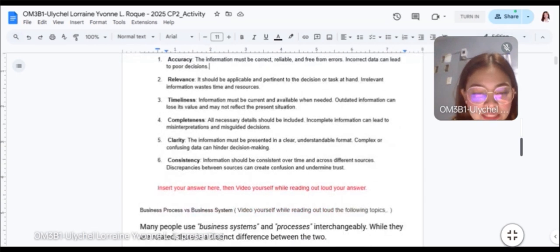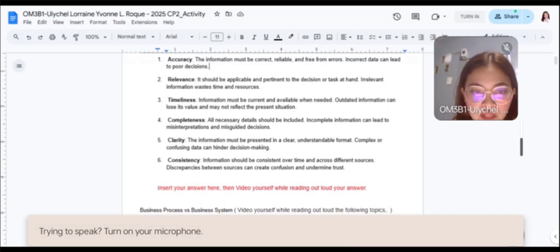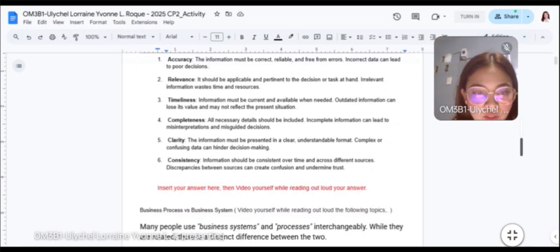Third is timeliness. Information must be current and available when needed. Outdated information can lose its value and may not reflect the present situation. Fourth, completeness. All necessary details should be included. Incomplete information can lead to misinterpretation and misguided decisions.